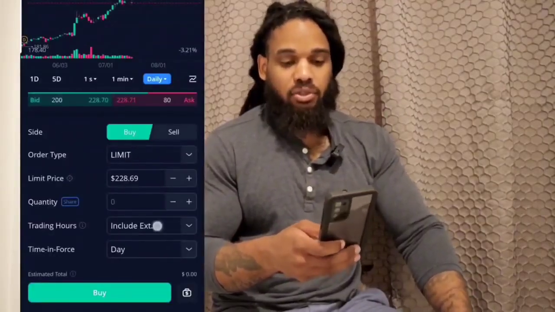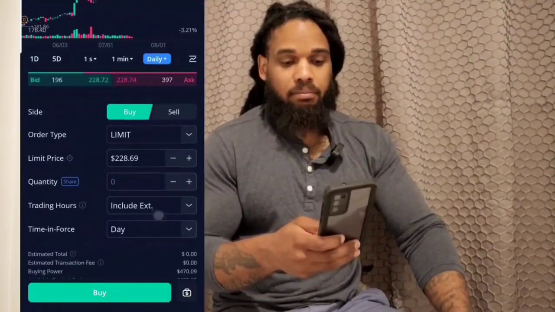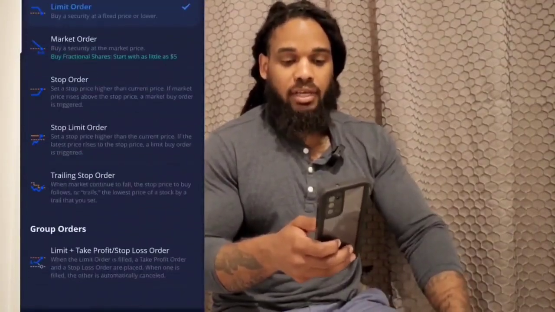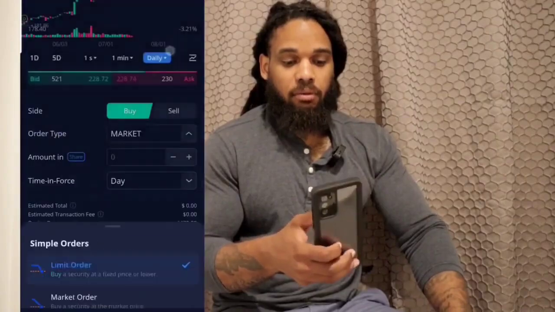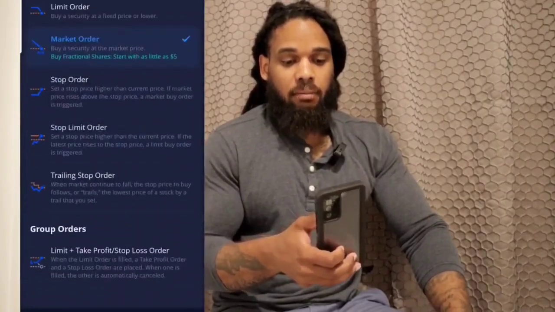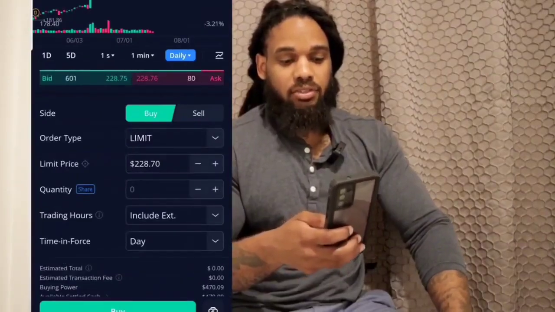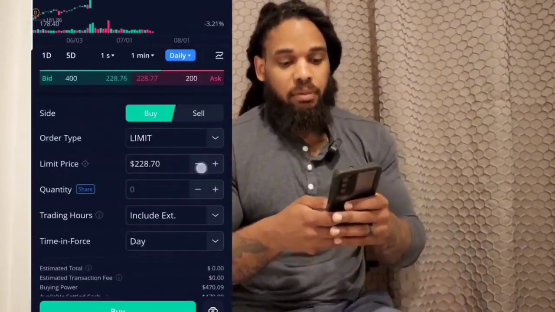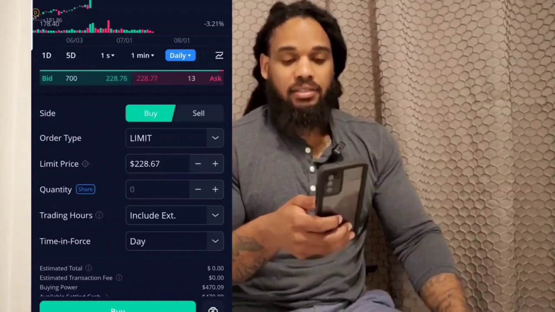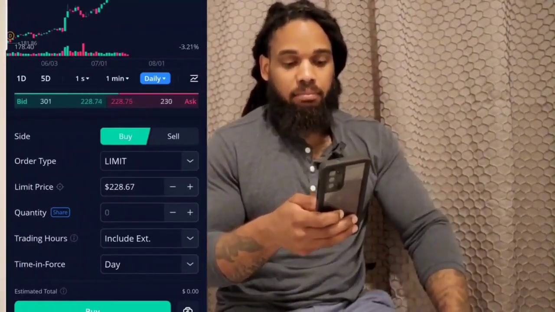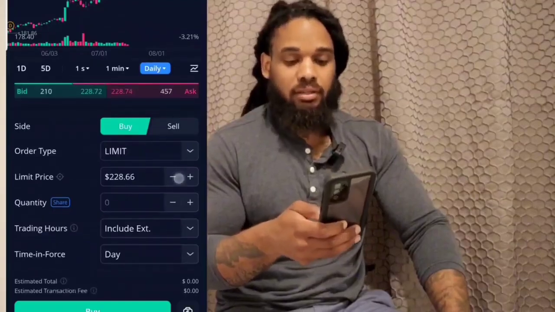Once you put in your password, you're going to see the stock come up here, and you could choose the order type. You could do limit order or market order. With a limit order, you could set the price that you want to get in. So currently you see there's people bidding and you have people ask, so on. It fluctuates, and you could just put the limit price that you want to get in.